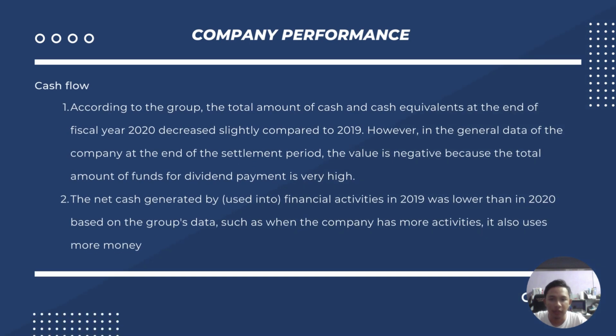For the cash flow, according to the group, the total amount of cash and cash equivalent at the end of the fiscal year 2020 decreased slightly compared to 2019. However, in the general data of the company at the end of the settlement period, the value is negative because the total amount of funds for dividend payment is very high.